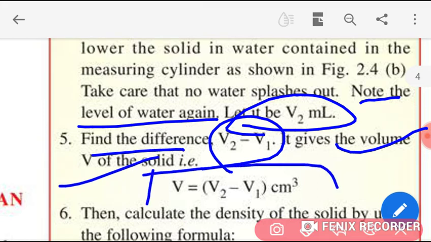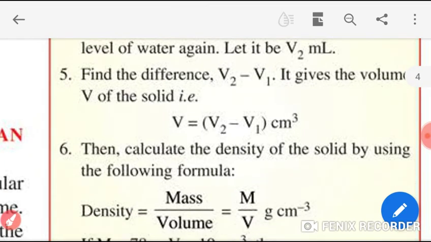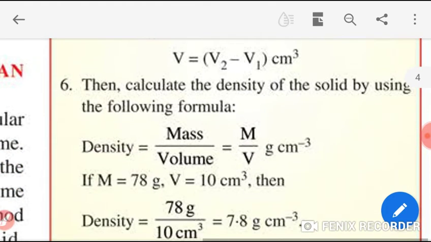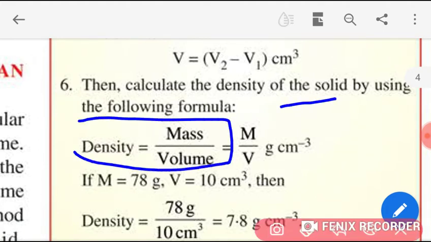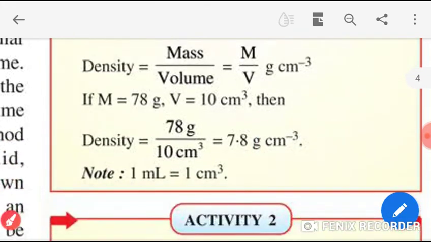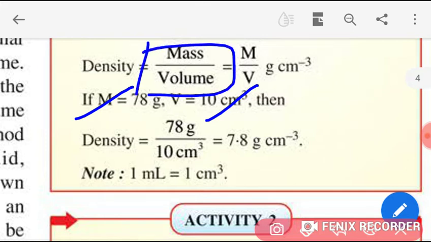Clear? This V is equal to what? V2, the final level, minus V1, the initial level. Now you have to calculate the density of the solid by using this formula. You know, the density is equal to mass upon volume. Okay. Students, if the mass is 78 gram and the volume given is 10 centimeter cube, then what will be the density? Put the values in this formula. Mass upon volume, 78 gram by 10 centimeter cube. That means we get what? 7.8 gram per centimeter cube.